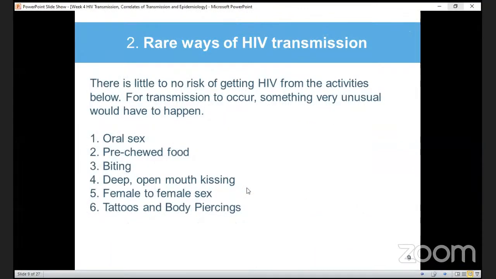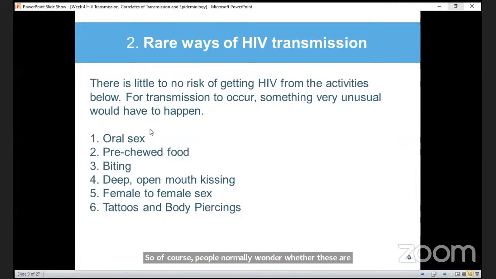Then we have rare ways of transmission. People normally wonder whether these other forms of contact can lead to transmission of the virus. So we have the following, and these are not common ways of transmission unless something extraordinary happens, something that is not premeditated.